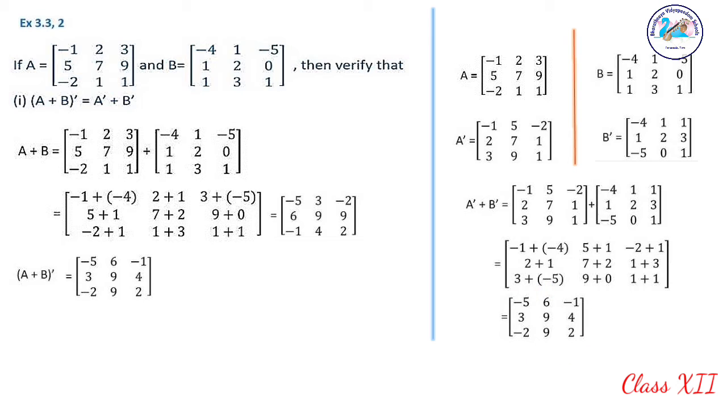Let's check. Left hand side is minus 5, 6, minus 1. Here also first row same. 3, 9, 4 means second row also same. Minus 2, 9, 2. Third row also same. Means A plus B the whole transpose is equal to A transpose plus B transpose. Hence the proof.